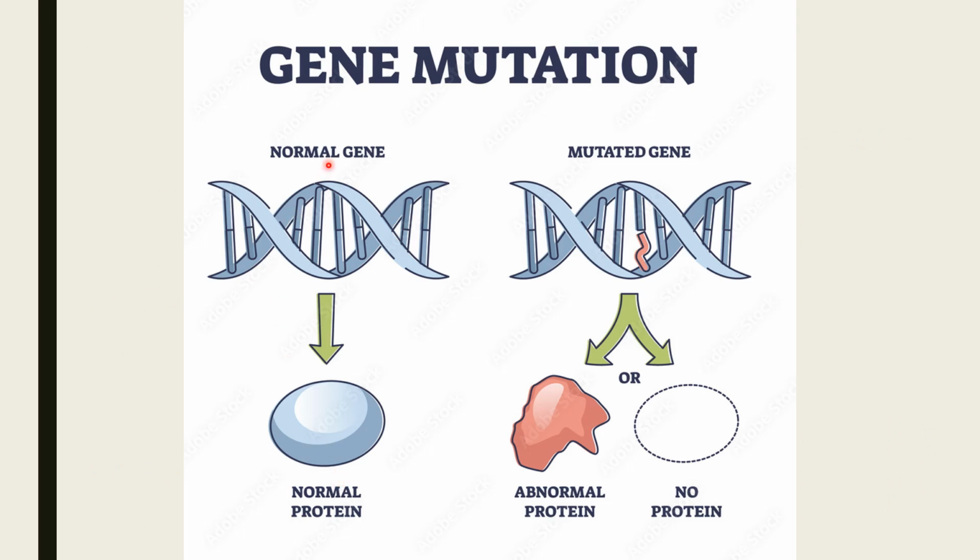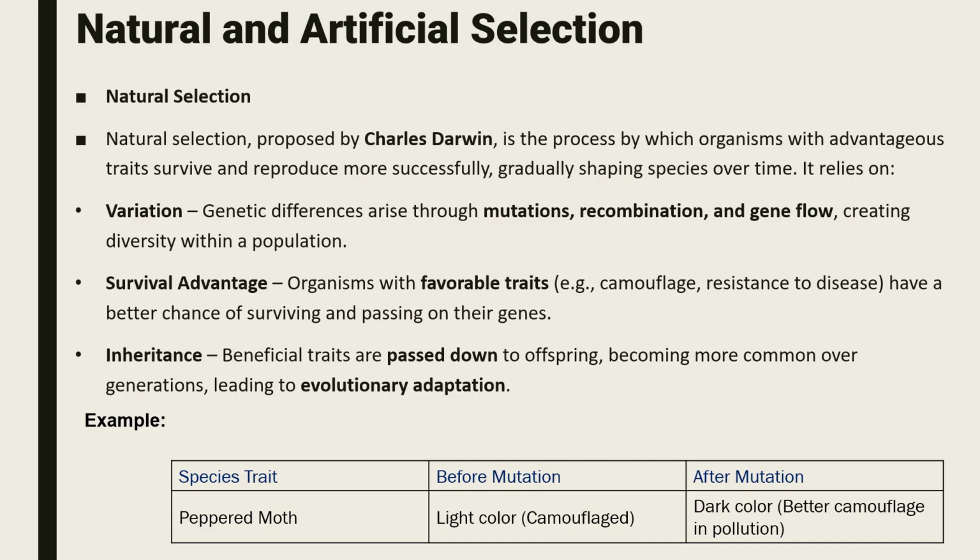You can see the normal gene and the mutated gene, there is a small difference. For example, a normal protein will look like this and an abnormal protein will look like this, or there will be no protein at all if a mutation occurs in the gene.